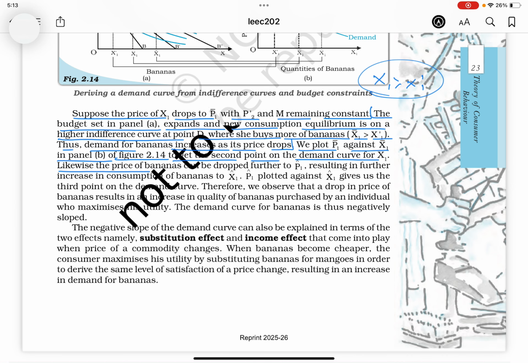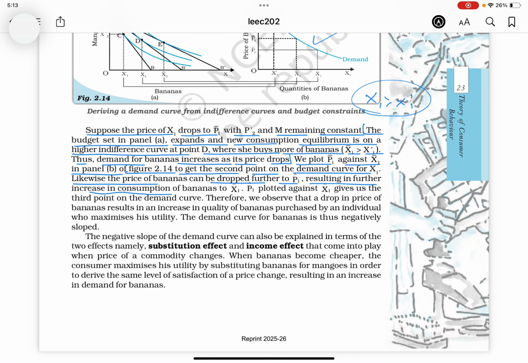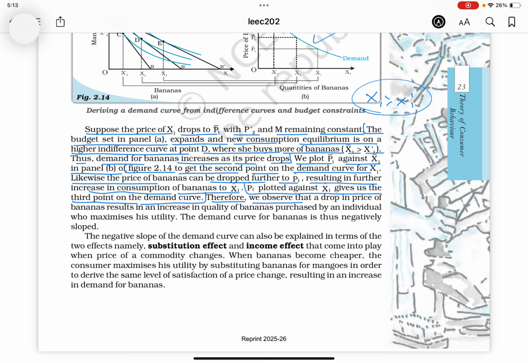Likewise, the price of bananas can be dropped further to p1'' resulting in further increase in consumption of bananas x1. P1 plotted against x1 gives us the third point of the demand curve. Therefore, we observe that a drop in price of bananas results in an increase in quantity of bananas purchased by an individual who maximizes his utility. The demand curve for bananas is thus negatively sloped.